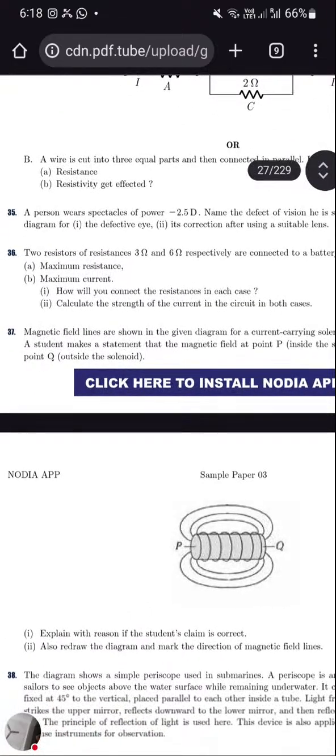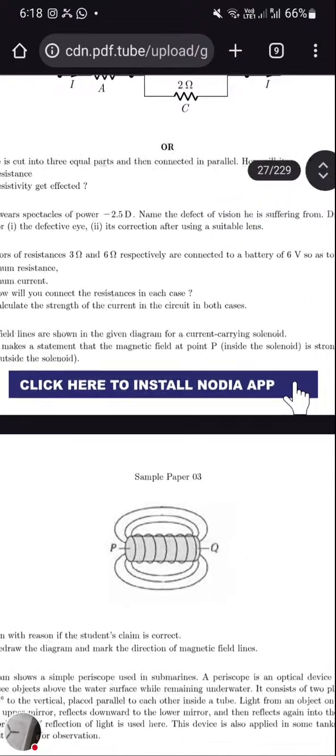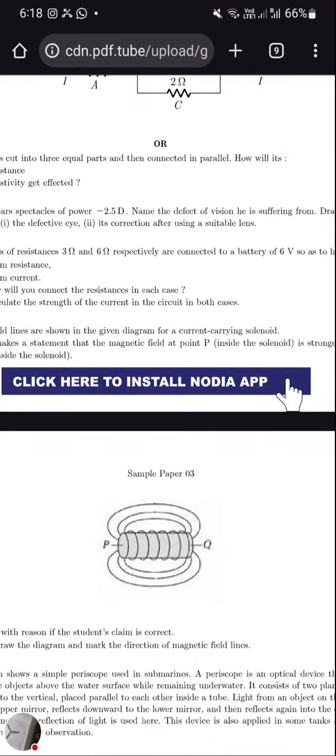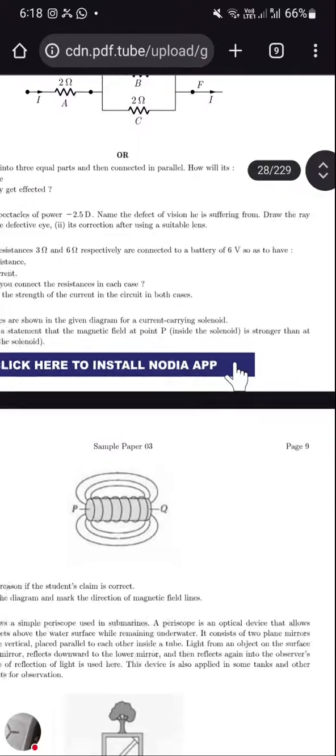Next, a person wears a spectacle of power minus 2.5 diopter. Name the defect of vision he is suffering from. So what is the defect of vision he is suffering from? Focal length is negative. When focal length is negative, he is using a concave lens. In which case will a person use a concave lens? Name the defect the person is suffering from. Then draw the ray diagram.